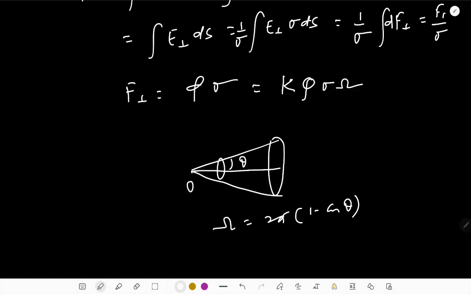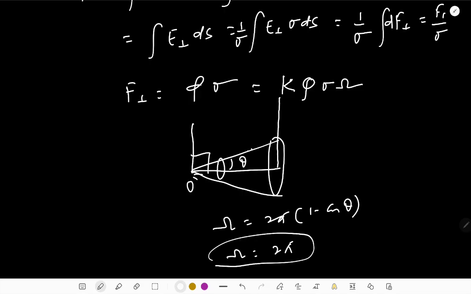And in this case, radius becomes infinity. In case of an infinite plane, radius becomes infinity. So this length becomes perpendicular to this. So the half angle of this will become simply 90 degrees. So cos 90 is 0. So the solid angle subtended by an infinite plane is 2 pi. And you can put the value of 2 pi here, and you will get the result.